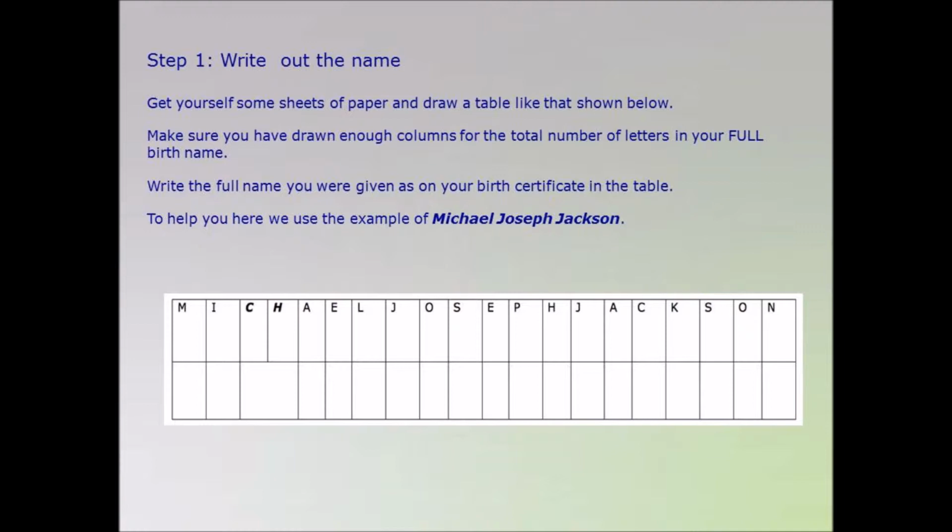Now, for demonstration purposes, we're going to use Michael Joseph Jackson, the famous singer who passed away a few years ago. And we're going to use his full birth name, which was Michael Joseph Jackson, as a demonstration, okay? So, first thing we do is make a little table. Write out the letters as you see in that table there of Michael Joseph Jackson.